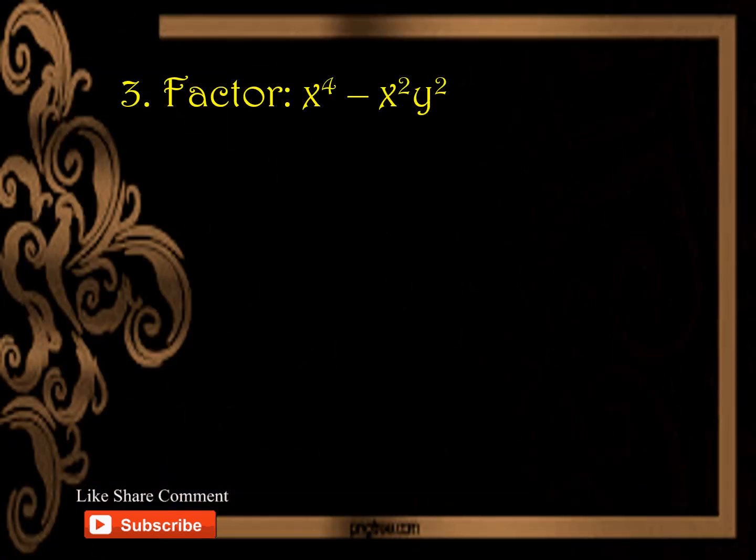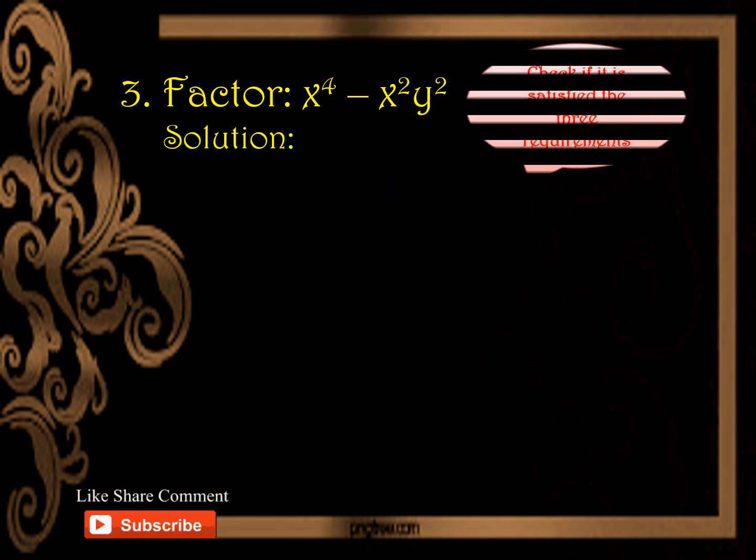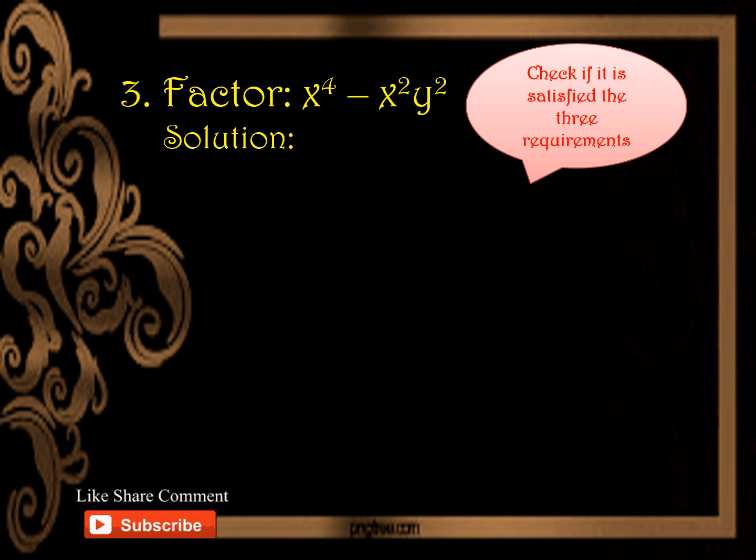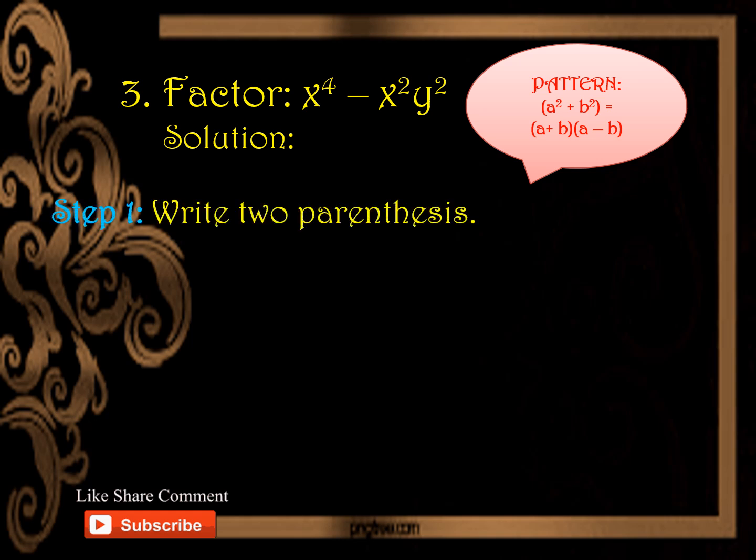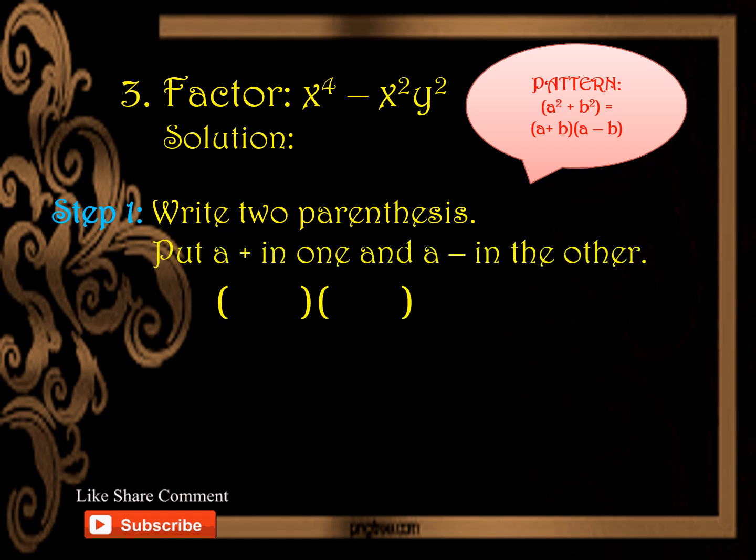Number 3, factor x raised to 4 minus x squared y squared. So solution. Again, check if it satisfies the three requirements. Since it's yes, we can use the pattern quantity a plus b times quantity a minus b. So step 1, write two parentheses. Put a positive in one and a negative in the other.